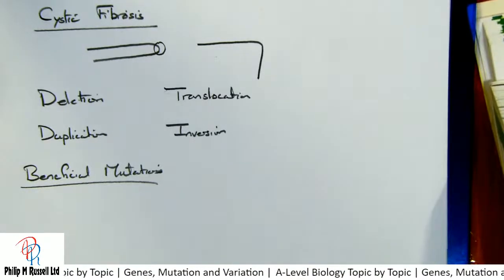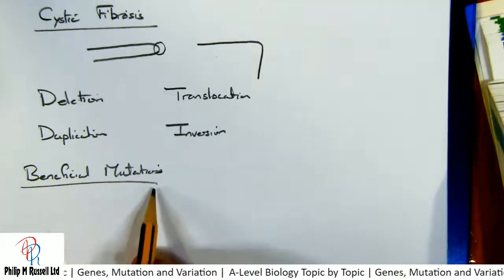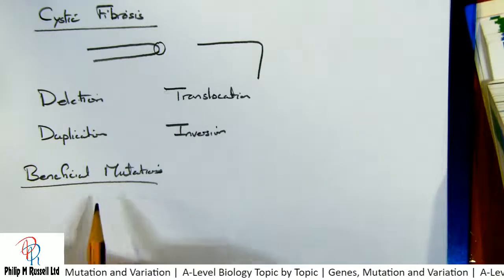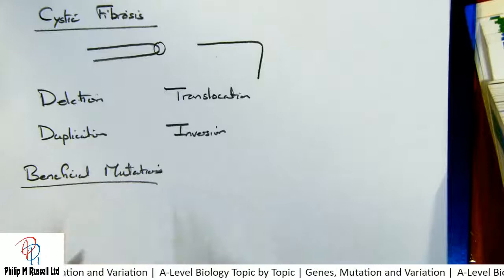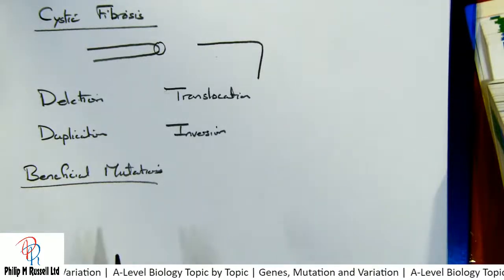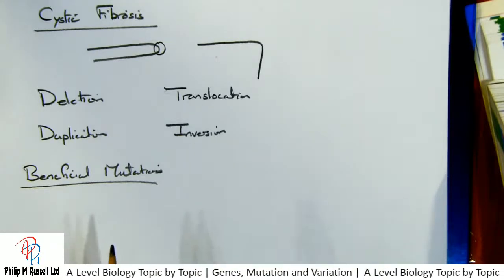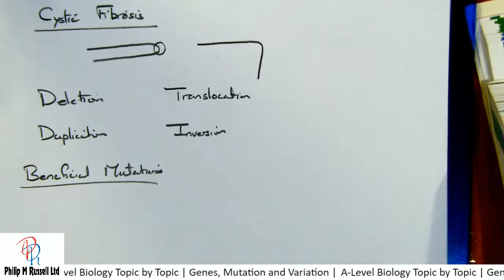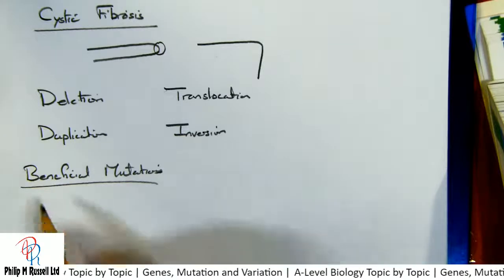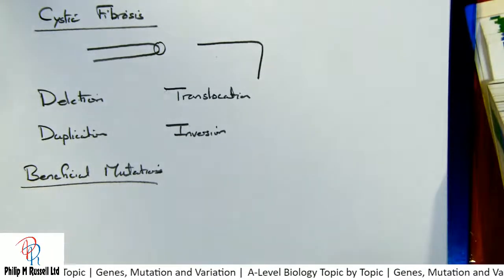So there are occasionally beneficial mutations, so something that would let you digest lactose, probably lactase, is a useful thing. It can happen, but generally beneficial mutations don't occur very often.